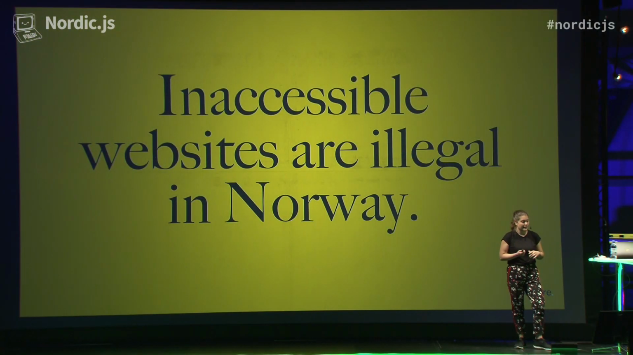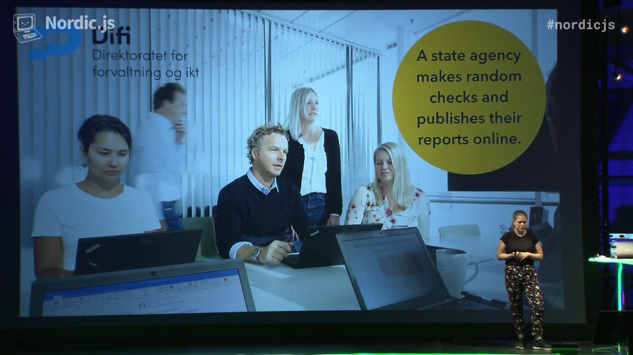That's because, in Norway, inaccessible websites are actually illegal. To make sure that everybody follows the law, it's not just a law that we have, but it has effects. There is a state agency called Dynabyte. They will make random controls and publish their results online. So when a big airline company like SAS launched a new website, of course, Dynabyte came and did the checks. And I think they found over 180 issues they had to fix. So it was quite bad.